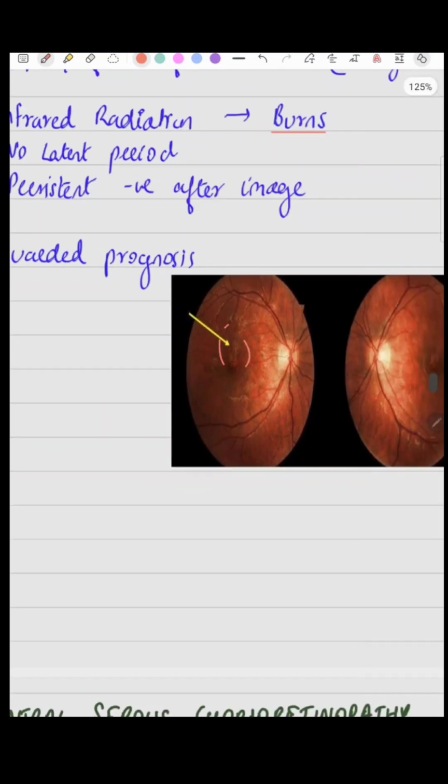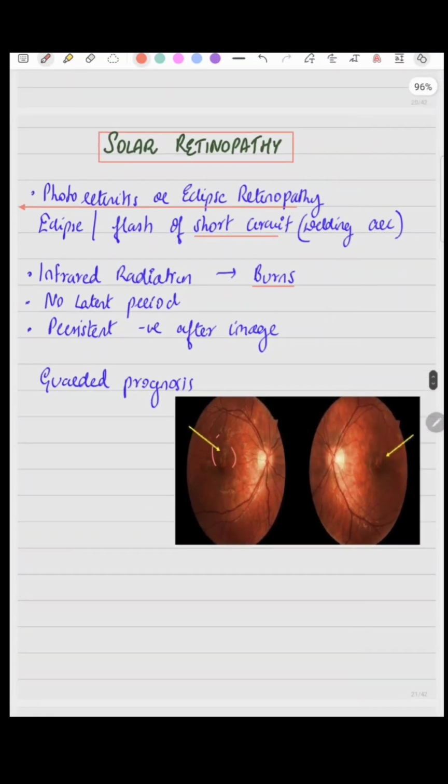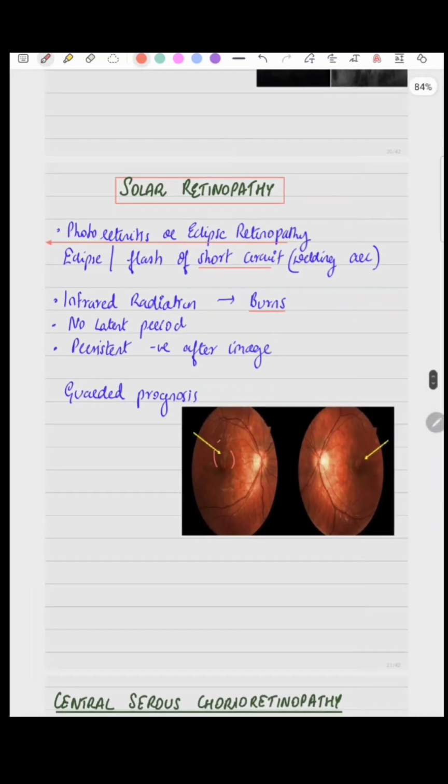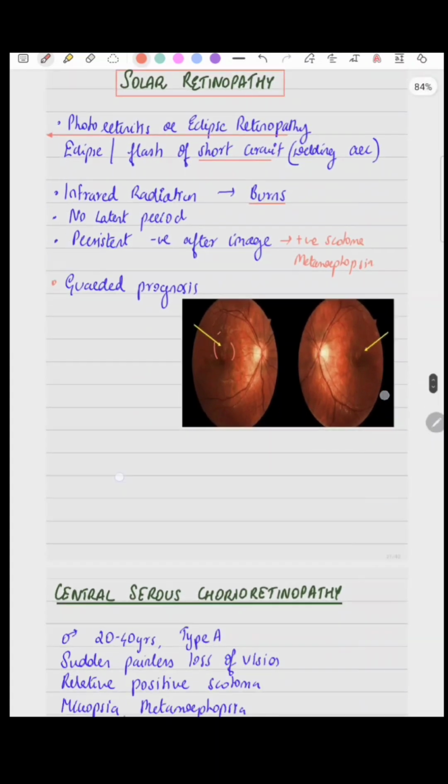There is no latent period, and there is a persistent negative after-image, which later on will progress to positive scotoma and metamorphopsia. No treatment is effective and it has a guarded prognosis.